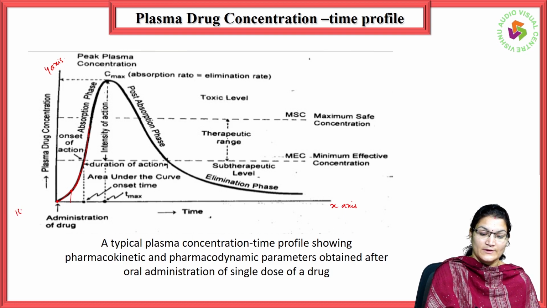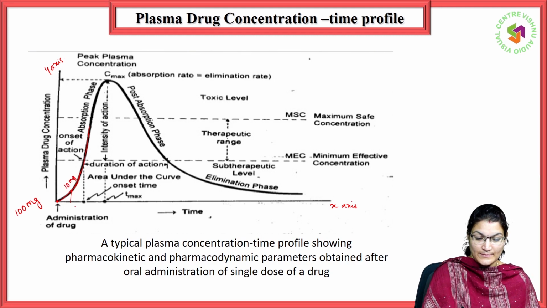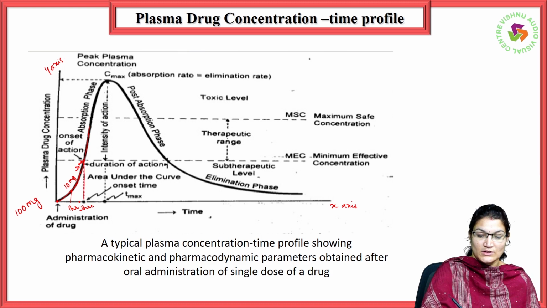For example, if I am giving 100 mg of drug, within 1 hour, 10 mg of drug gets absorbed. Next, 20 mg of drug gets absorbed in 2 hours. Next, 25 mg. I will tell you why I have marked like this here. Next, 30 mg at 3 hours, 4 hours, 5, 6, 7, and so on.